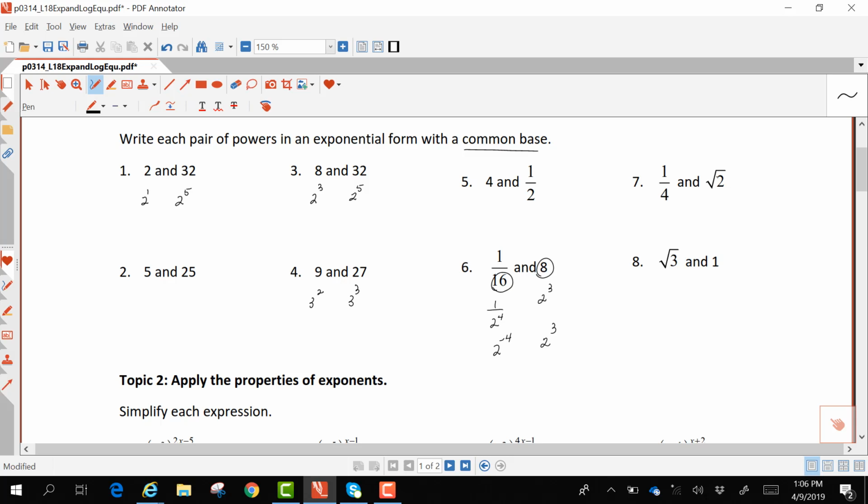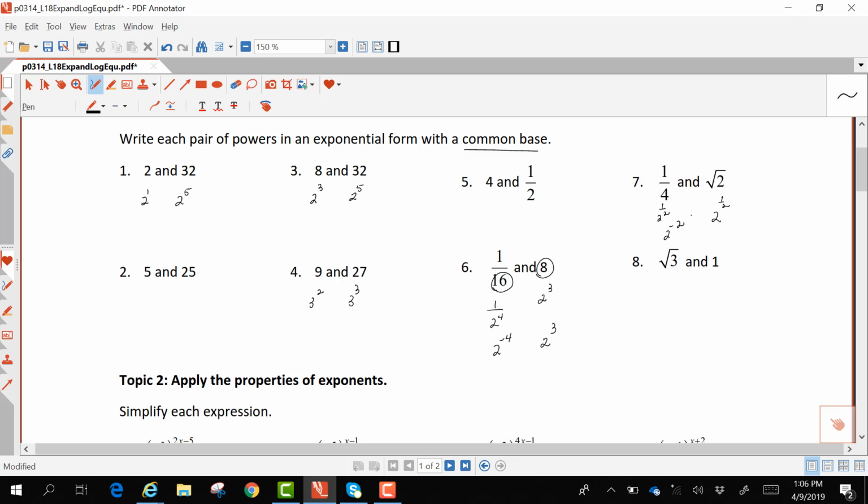7 has a square root in it, so remember the square root of 2 is 2 to the 1/2 power, so we're going to go down to a base of 2. 1/4 is going to be 1 over 2 squared, which can be rewritten as 2 to the negative 2 power.